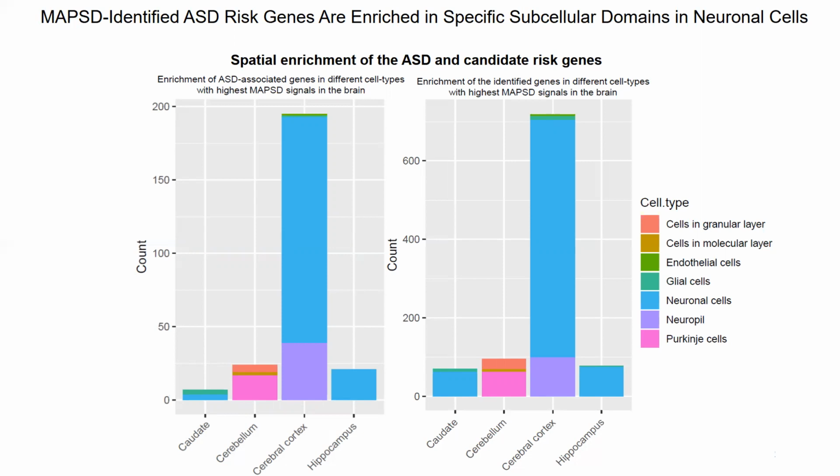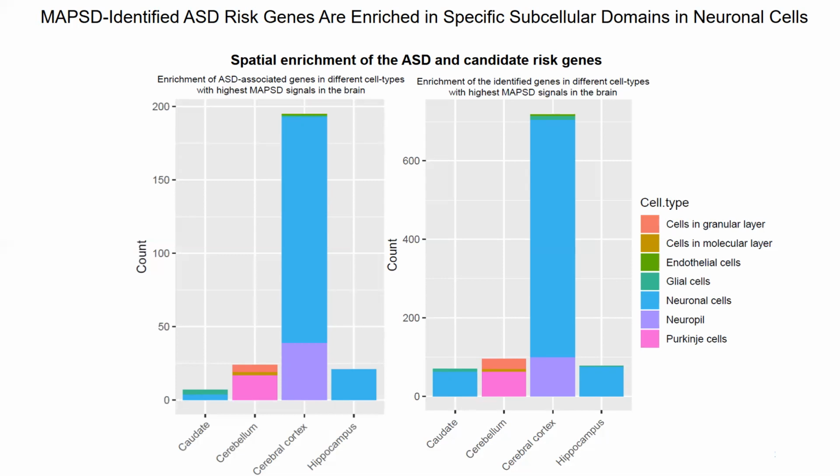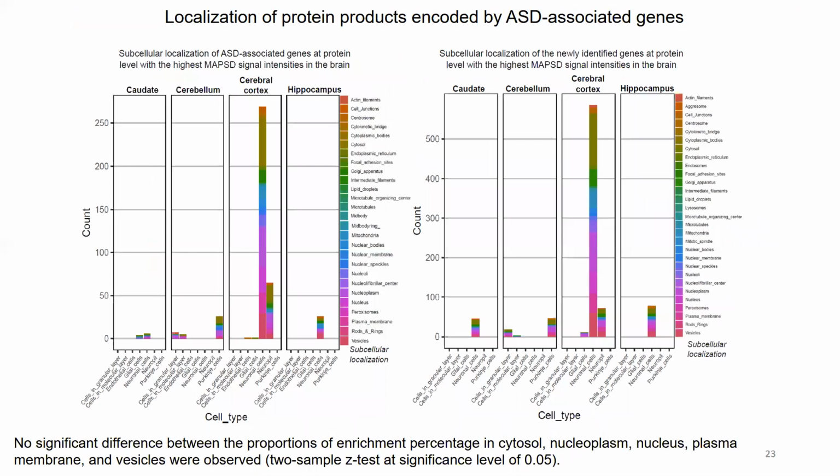So this strong similarity on a spatial distribution of the expression of the known and also the identified candidate risk genes actually prompted us to do additional analysis in the next slides. I should mention that actually this figure is generated at protein level, not at gene expression level. In addition to this, we're interested in finding where protein products encoded by autism risk genes localize in subcellular microdomains.